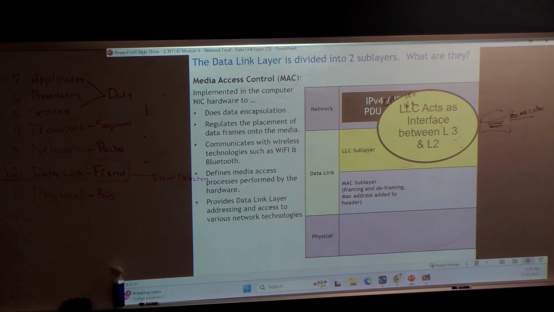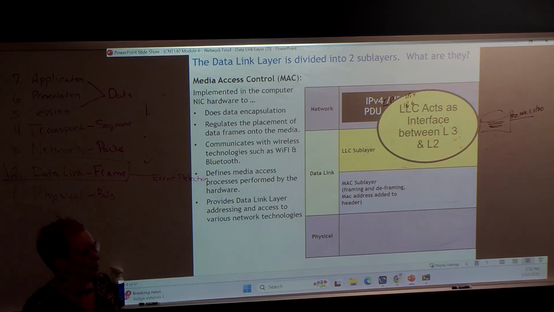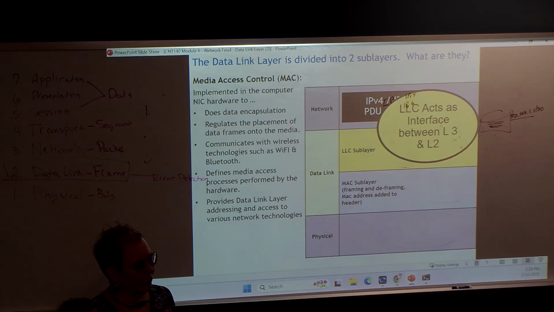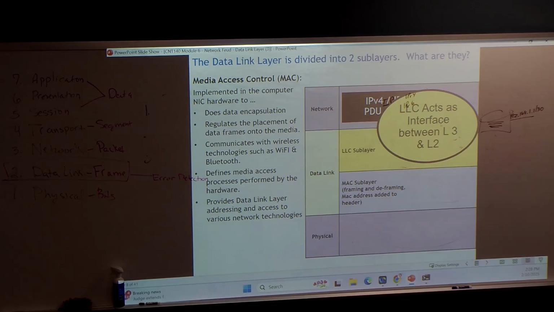It provides the data link addressing and access to various technologies. What is the data link addressing? MAC addresses. It takes a look at what the MAC address is, and then it writes it onto the RAM.